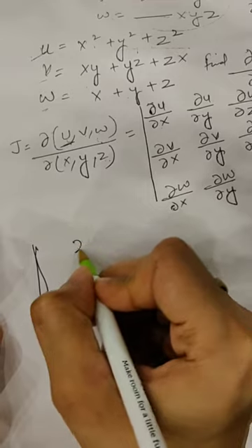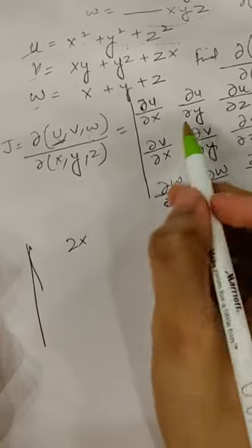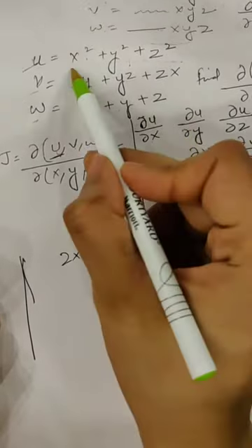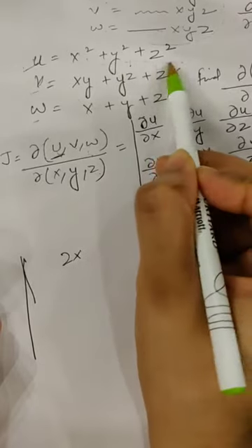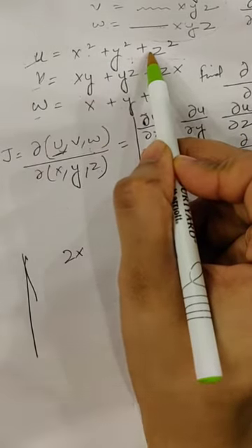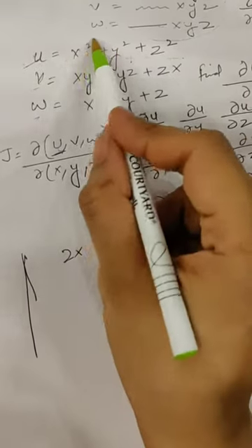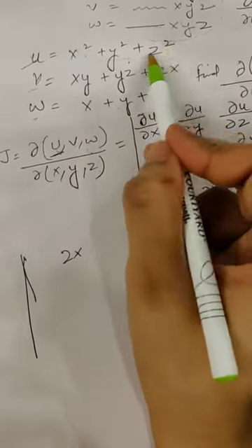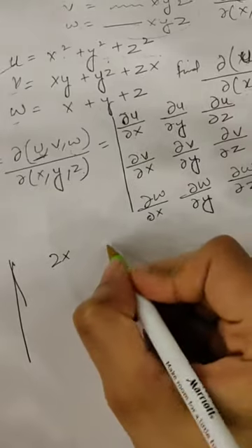So dou u by dou x would become 2x, right? Similarly, for dou u by dou y, you take the differentiation of u with respect to y. This would be a constant term, 0, this would be a constant term, and this would become 2y.